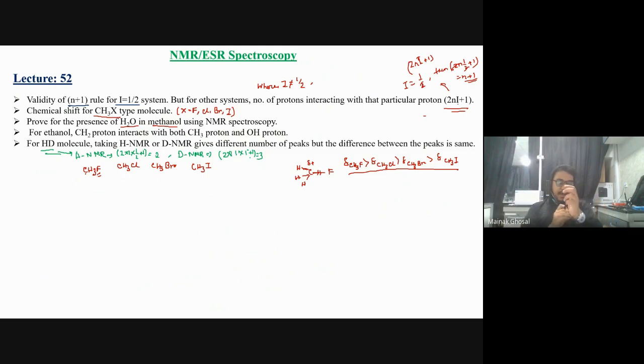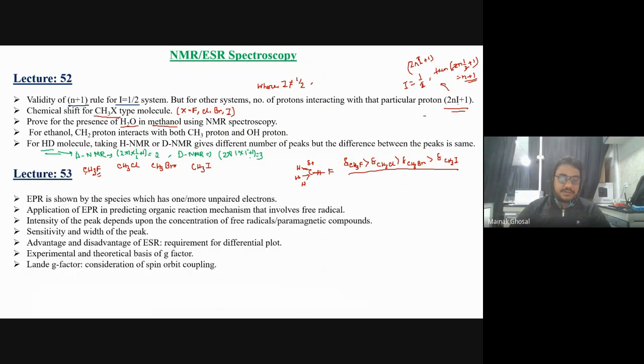So this was the discussion up to which NMR spectroscopy was discussed by Professor San Bakchi. Now I am going to a new spectroscopic technique, which I have mentioned by name, ESR spectroscopy or EPR spectroscopy. EPR is shown by a species which has one or more unpaired electrons. This is the foremost and very important condition to show ESR activity. This has application in predicting organic reaction mechanisms that involve free radicals, because a free radical always has an unpaired electron.